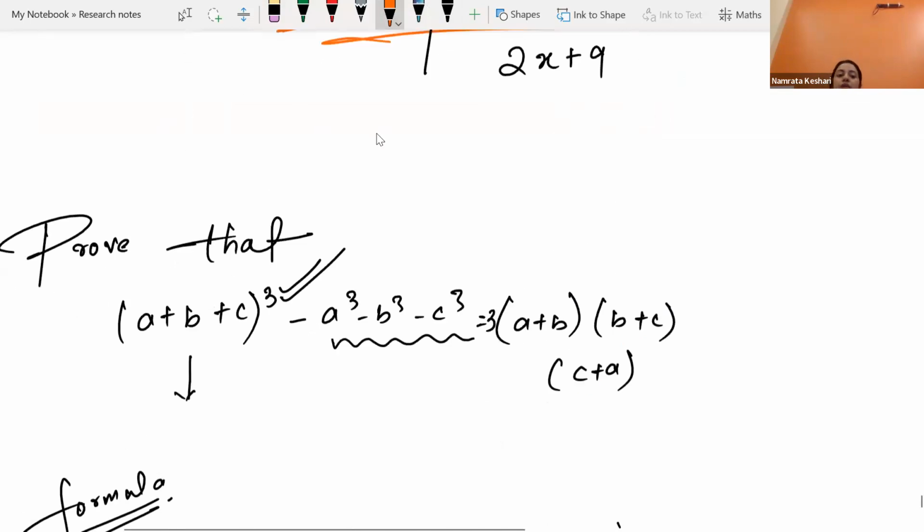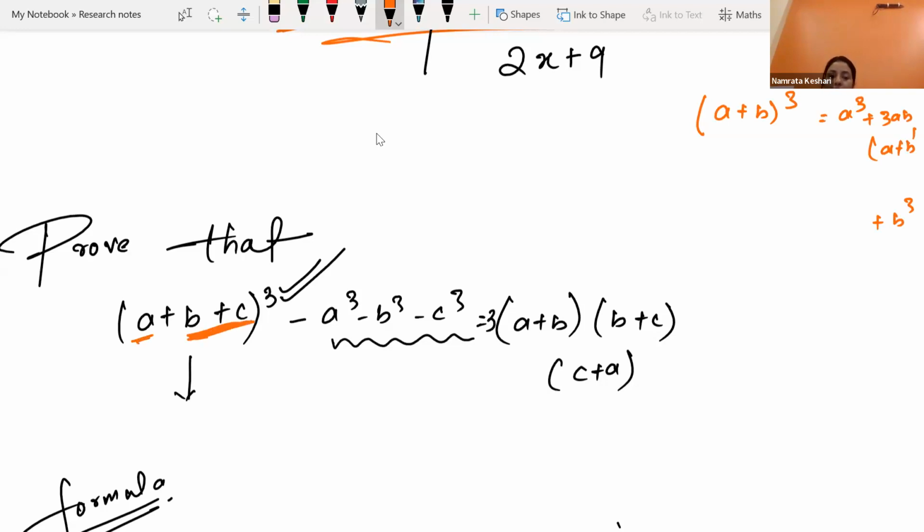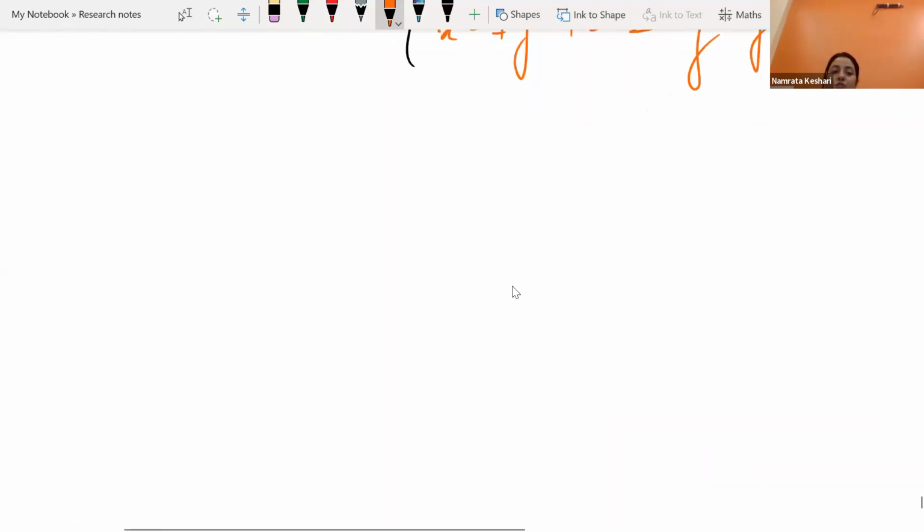However, sir, there was a formula for a plus b whole cube: a cube plus b cube plus 3ab in bracket a plus b. We can use this formula over here, but it will involve lots of simplification. What we can see is that this is b and this is just a, and we can use this formula. So if this question is in your syllabus, we need to stick to the formula you have. So a plus b whole cube, let's use it.